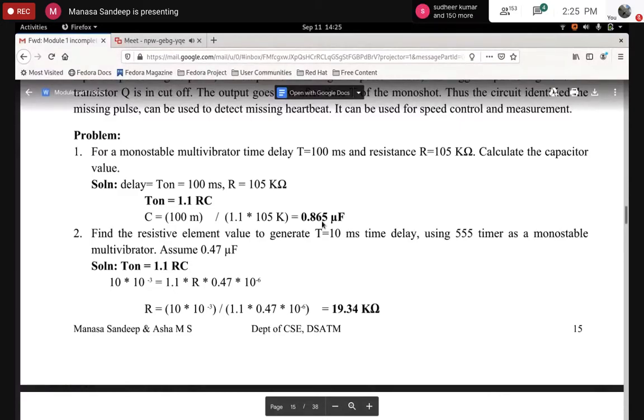Okay guys, on screen, I don't know whether it's visible for you or not, because in my other device it has not changed. Are you seeing the problems?